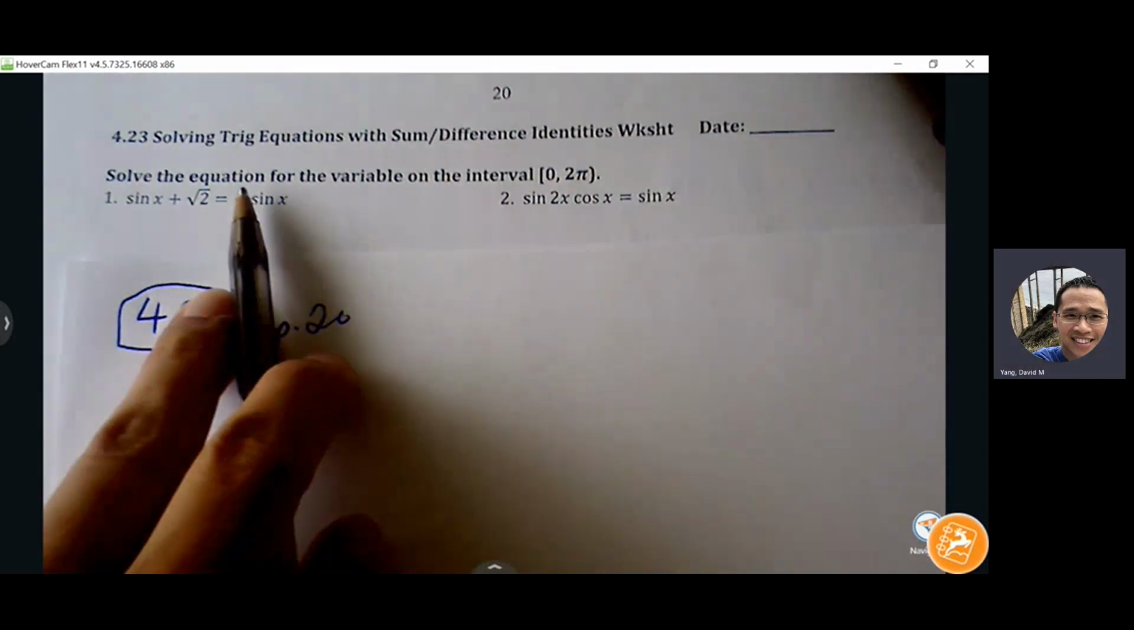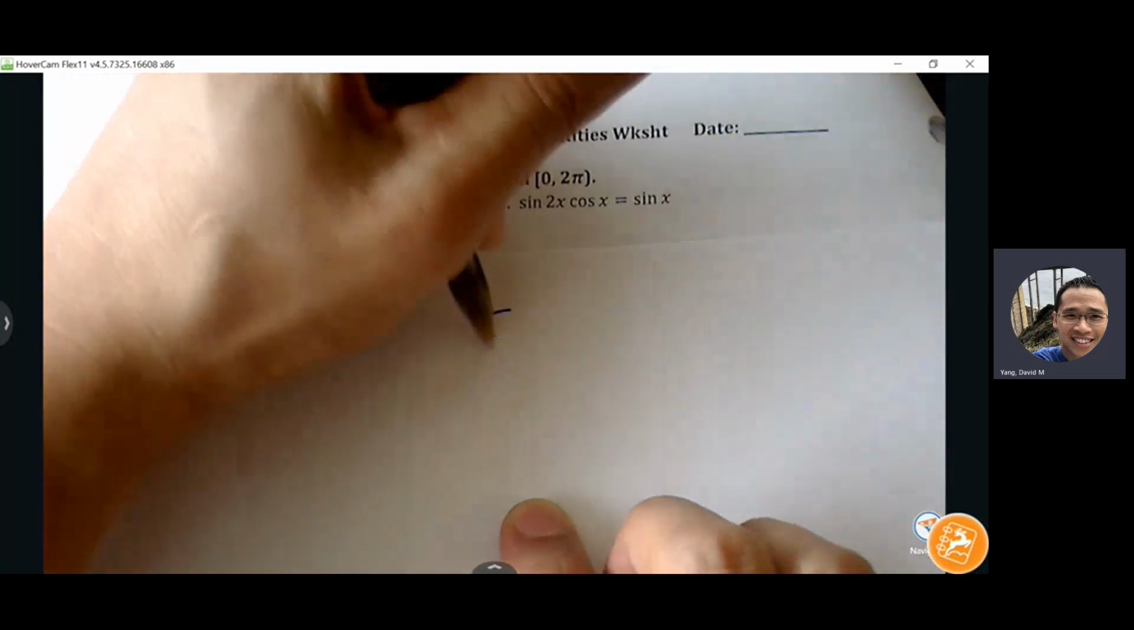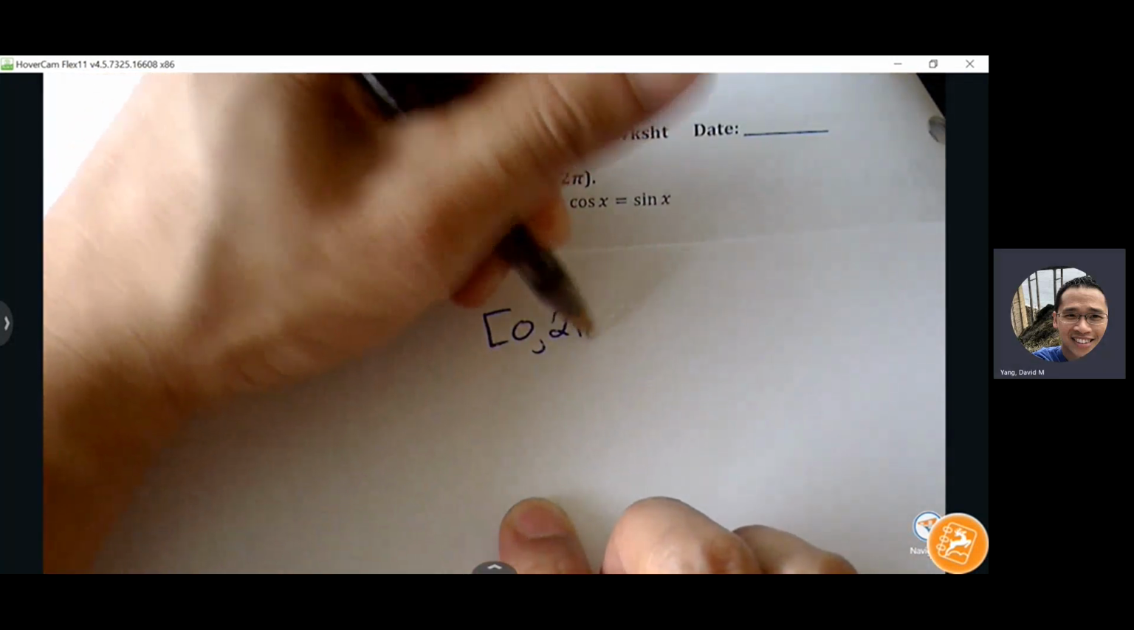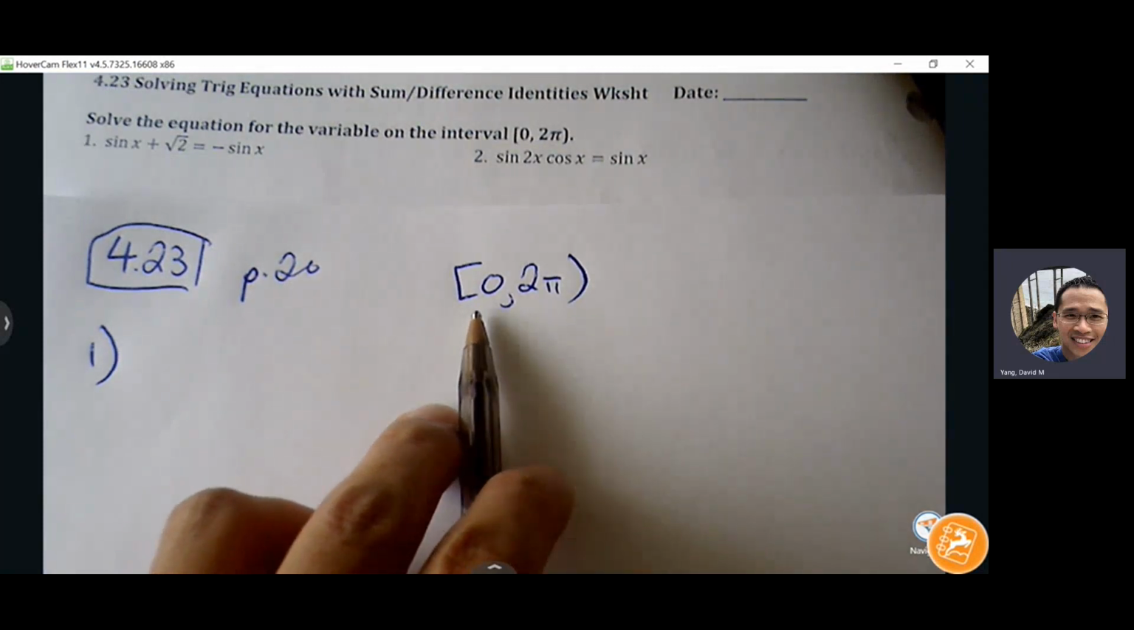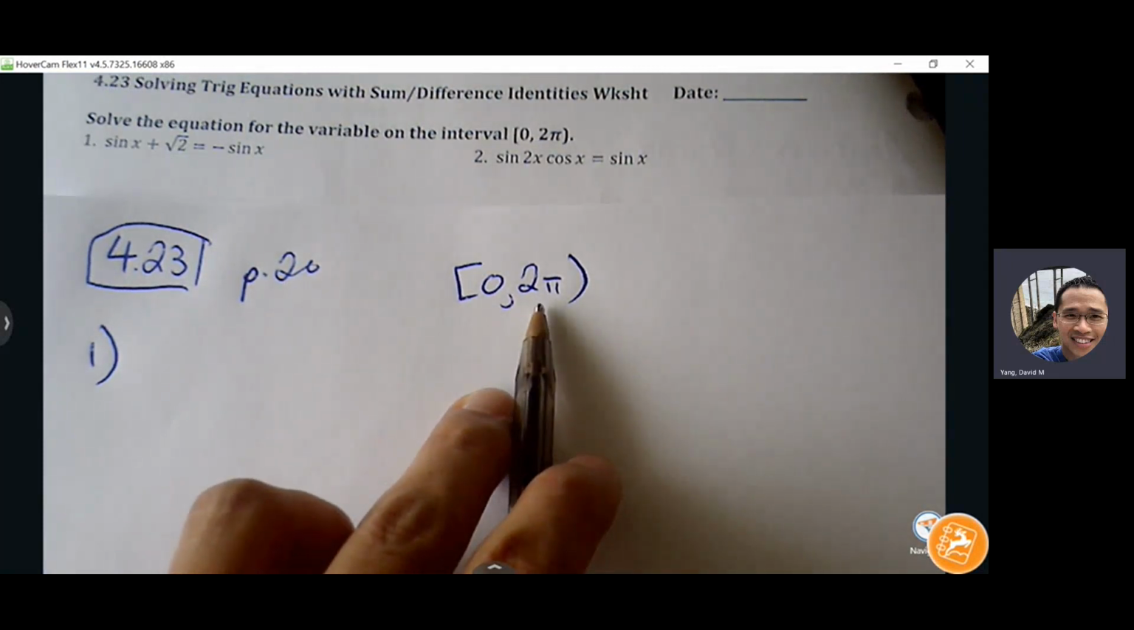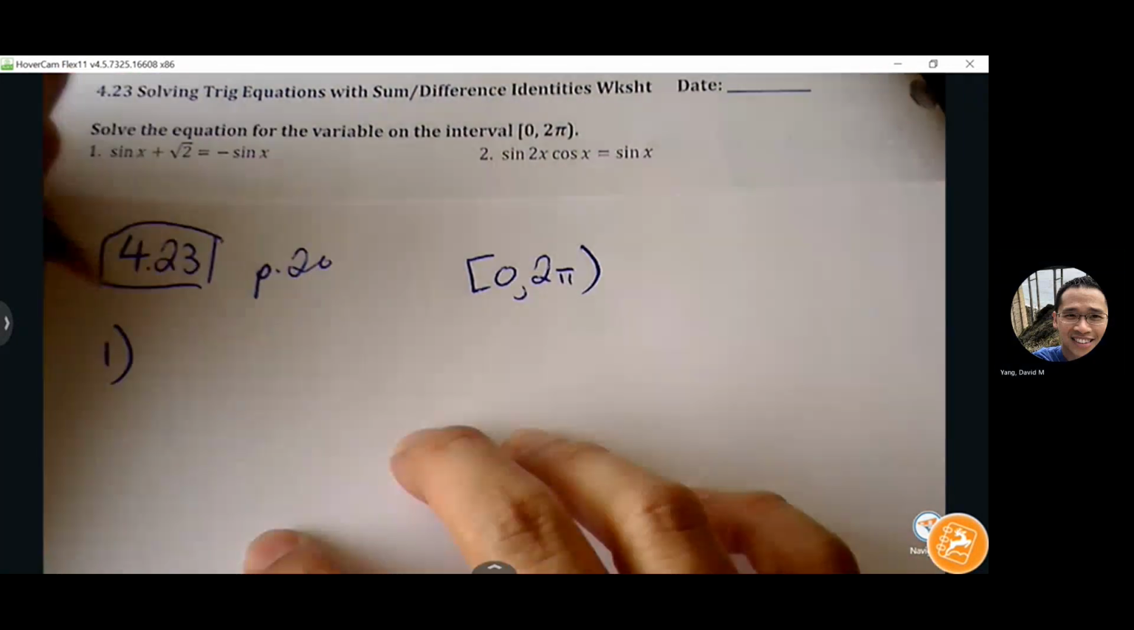Okay, it says solve the equation for the variable on the interval from 0 to 2 pi. So we want to list out all of the solutions. That includes 0, but we're not going to include 2 pi in our answer set.